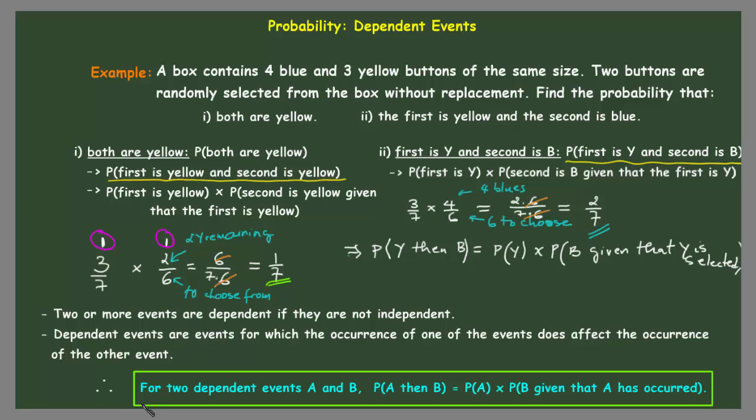And of course we can conclude by saying that for two dependent events A and B, the probability of A then B equals the probability of having A times the probability of having B, given that A has occurred. That's what we said. So this is how you can work out dependent events.